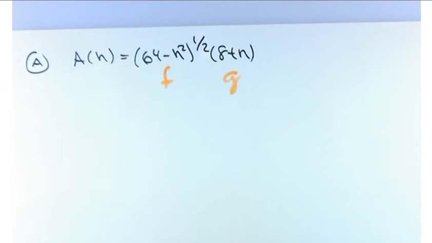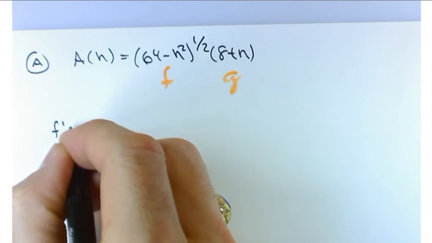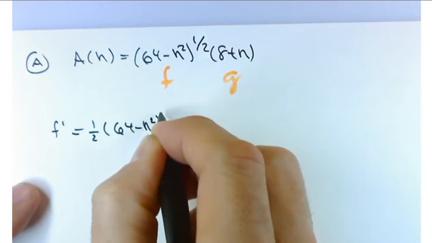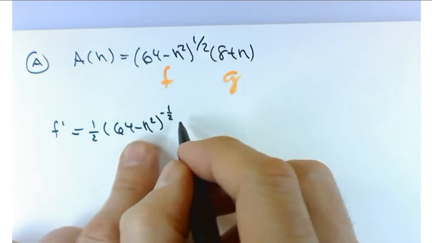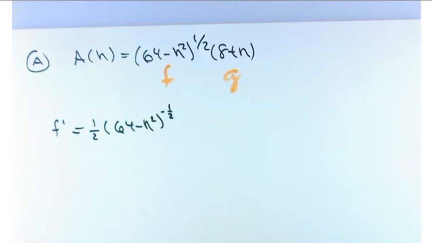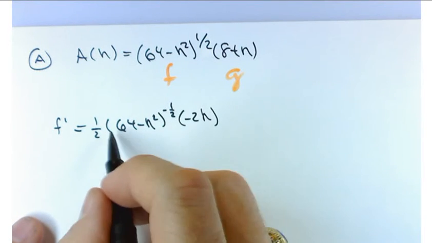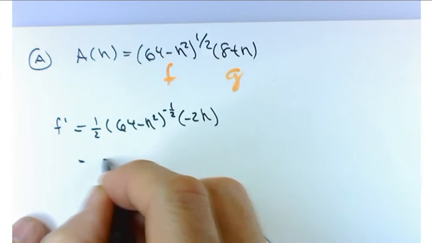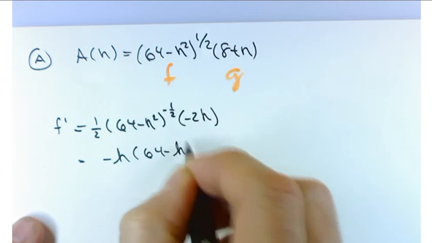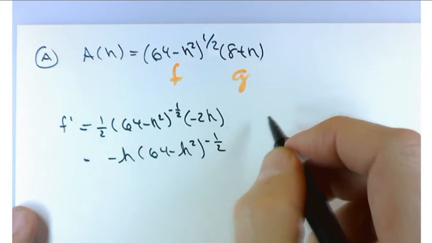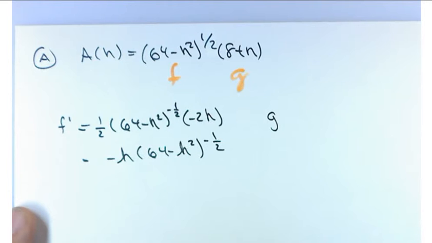So let's try and find F prime. F prime is going to be 1/2 times 64 minus h squared to the negative 1/2. That's the derivative of the outside, but then I also need to differentiate the inside. Negative 2h. Good, so let's distribute that, and I'll get negative h times 64 minus h squared to the negative 1/2. G prime is going to be a little bit easier, isn't it? What's G prime going to equal? 1.